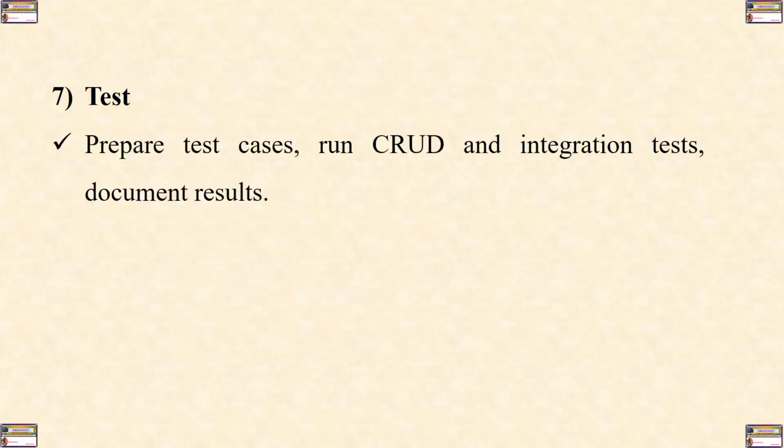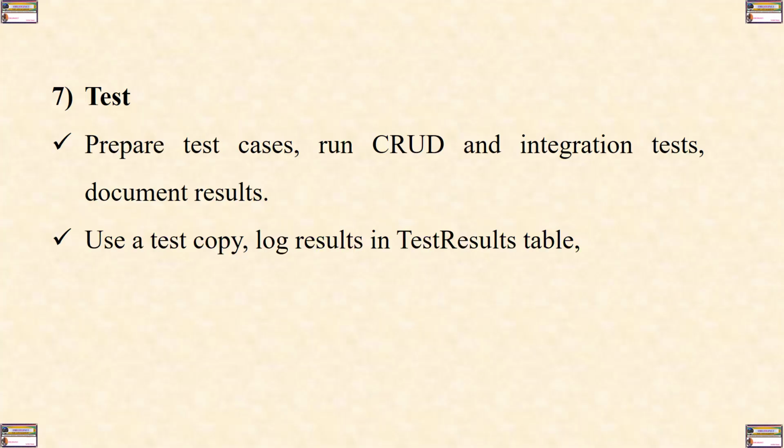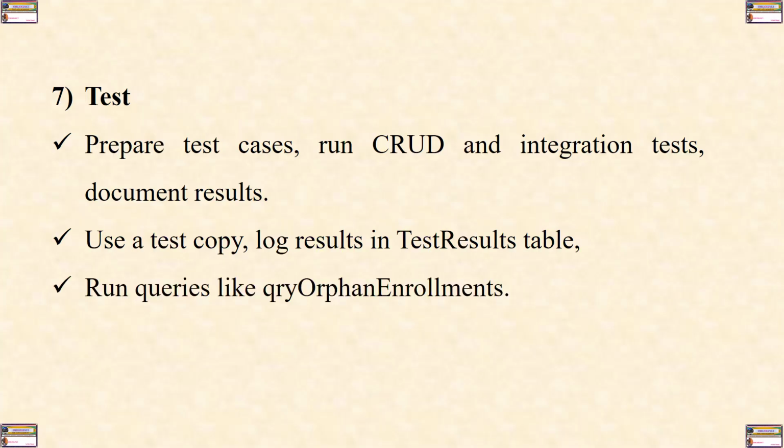Then number seven is to test your database. Prepare test cases, run CRUD and integration tests, and document the results. Now you can use a test copy, log results in a test results table, for example. You can also run queries with various options so that you can see what you are going to generate. And you can even generate a query, like a query called orphan enrollments. That's just an example of a query you can generate for the purposes of testing your database.